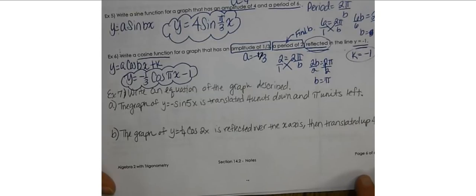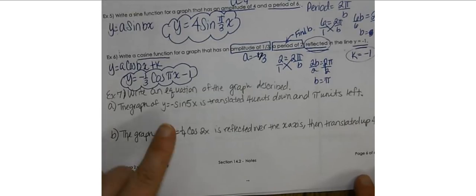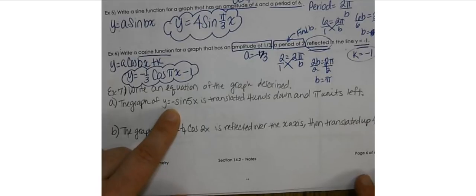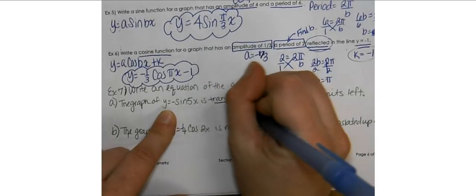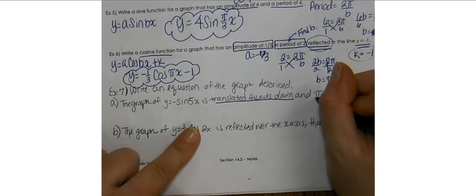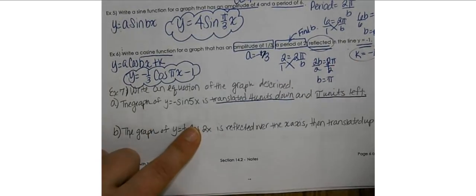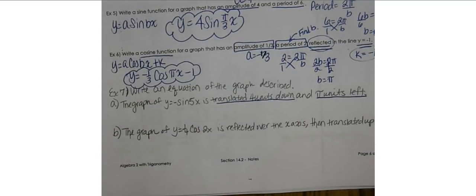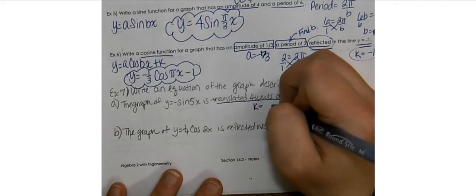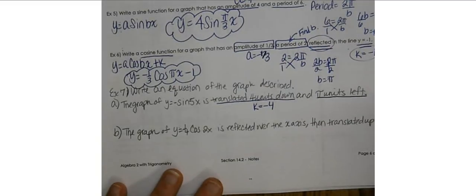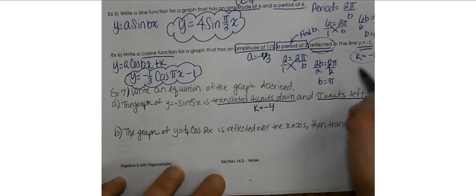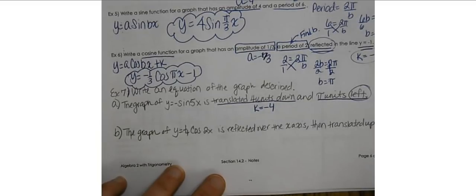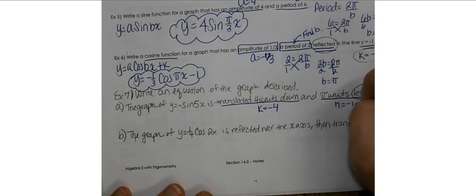The next example says the graph of y equals negative sine of 5x is translated down 4 units and pi units to the left. So if it's going down 4 units, that indicates that we have a vertical shift 4 units down, and that deals with my k value. So that indicates that my k value is going to be -4. My pi units to the left indicates that we are going to have a negative h value. So that indicates that my h value is equal to -pi.